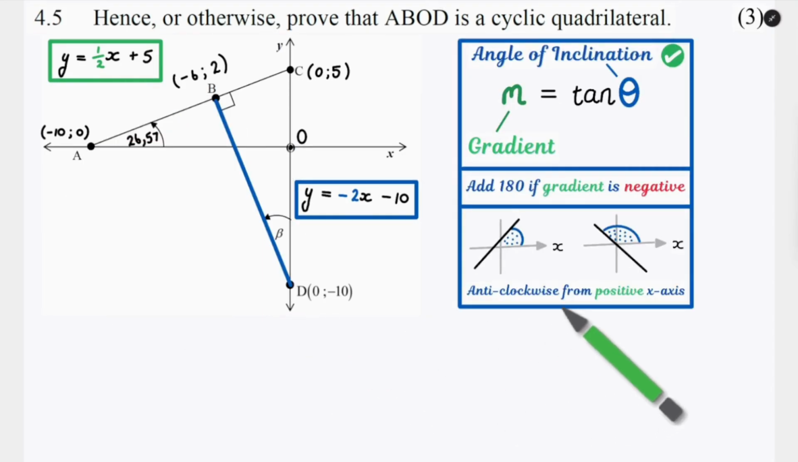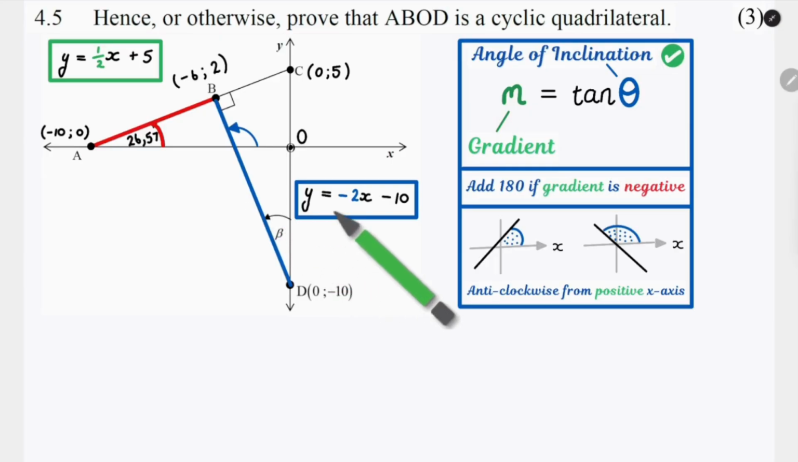We've seen it before. Gradient equals tan theta. So if I look at the blue line, my angle of inclination, I find the x-intercept, go a little bit right and then anti-clockwise. So I find my x-intercept there, a little bit right, and if I go anti-clockwise, that will be the angle of inclination for the blue line. So let's go ahead and get it quickly.